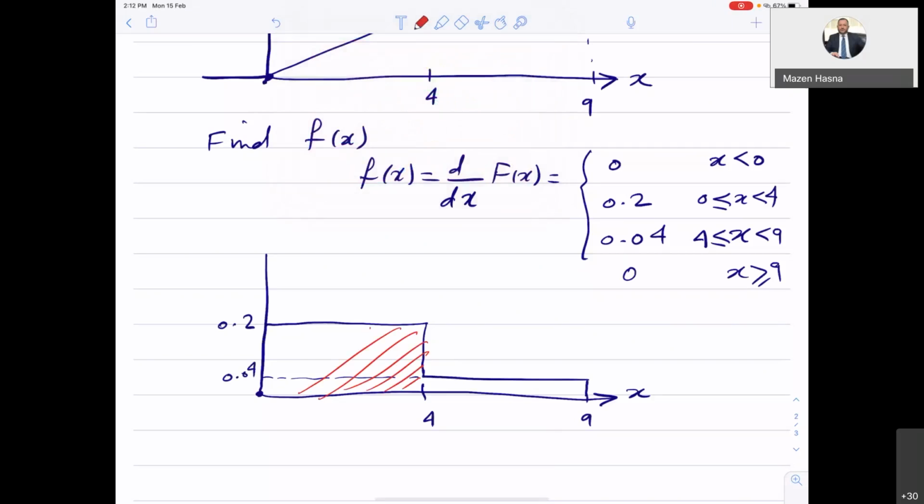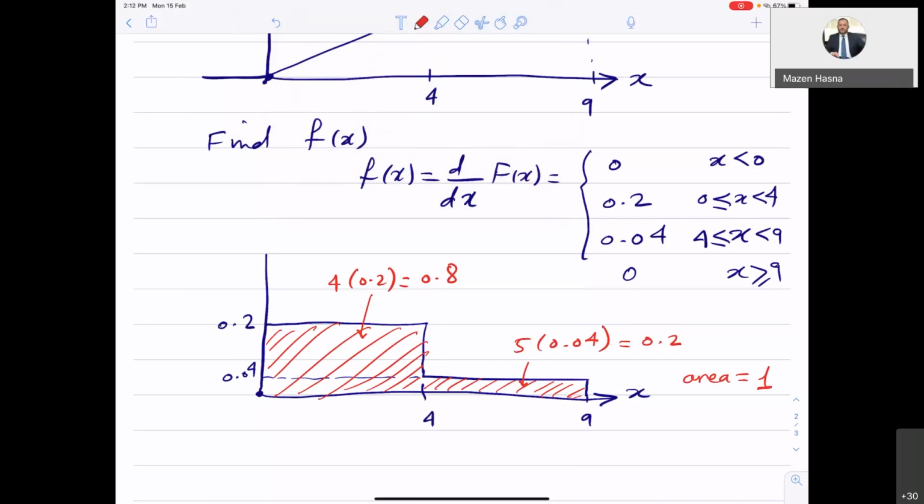How do we check if this is a valid probability density function? The area under the whole curve should be 1. So how do we calculate it? These are 2 rectangles. This is 4 times 0.2, which is 0.8. And this is 5 times 0.04, which is 0.2. So indeed, the area is 1.